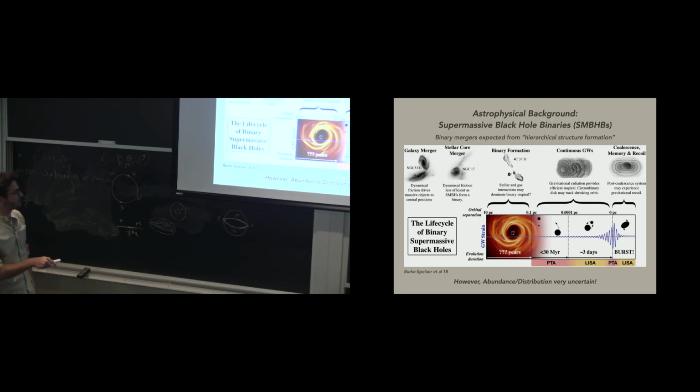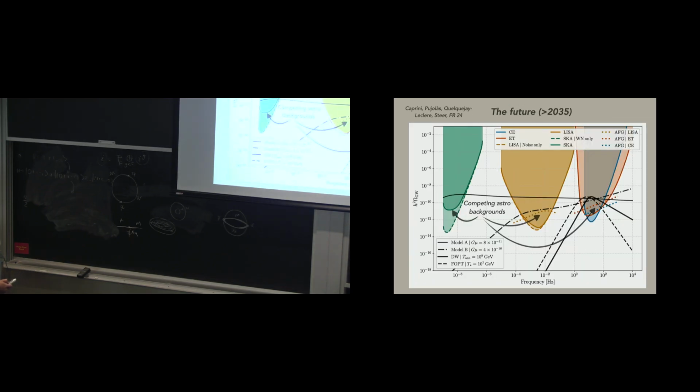Again, the important message here is that the abundance and the distribution of these objects is very much unknown, and so astrophysicists are taking these observations, are using them to learn about these properties of binary black holes. But of course, there could also be a competing cosmological background.